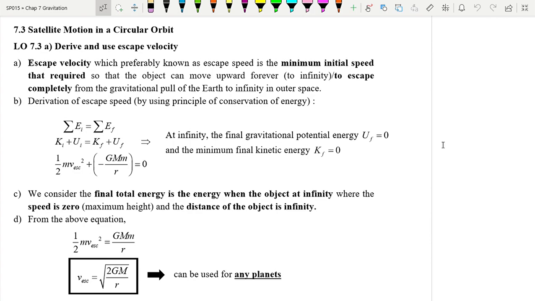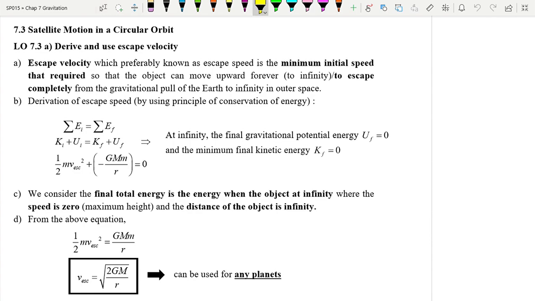So previously we have discussed the gravitational force between 2 point masses and gravitational field strength or gravitational acceleration. And then yang ketiga kita ada discuss tentang gravitational potential energy. Dan kali ini kita akan discuss tentang motion of satellite dalam circular orbit. Okay, so first, apa yang kita akan discuss tentang escape velocity.